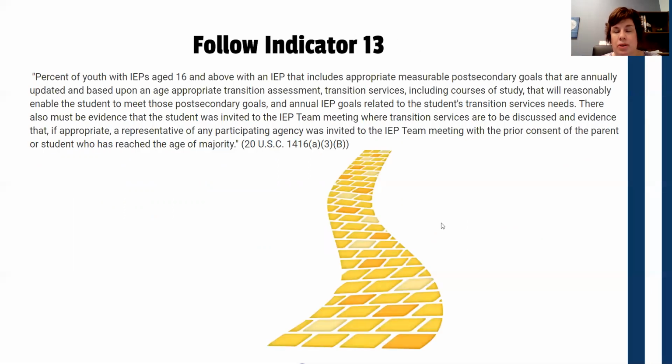So it is important to follow indicator 13. That is the percentage of youth with IEPs ages 16 and above that includes appropriate measurable post-secondary goals that are annually updated. And they are based on age appropriate assessment like we talked about. They discuss transition services. They also discuss the student's course of study. And they need to be goals that can be reasonably met to help them.